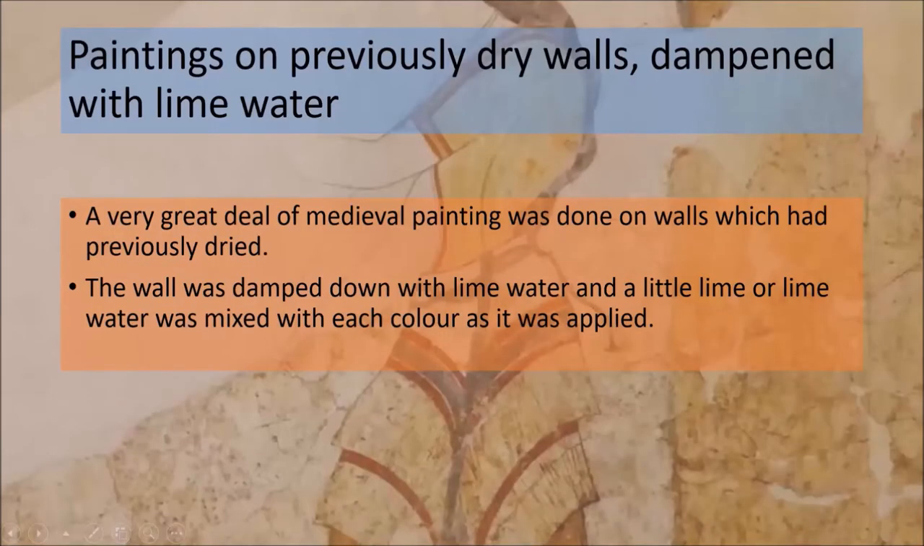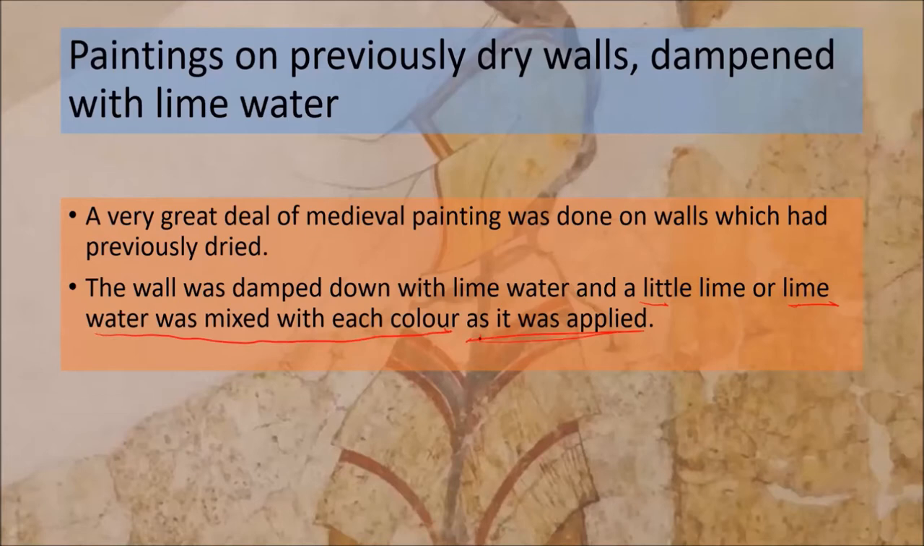Now, apart from these true frescoes, where the whole process of painting was done when the lime is wet, there are a very great deal of medieval paintings where the painting was done on walls which had previously dried. We have seen many paintings executed on a wall which was earlier dry, but was dampened down just before painting. It was dampened down with lime water, and sometimes left overnight, and then the color was applied. Or, and here I would like to emphasize, a little lime water was mixed with each color as it was applied.